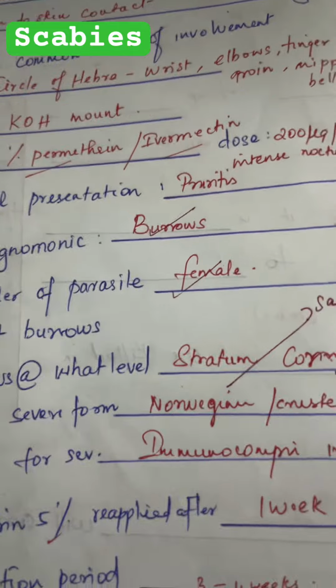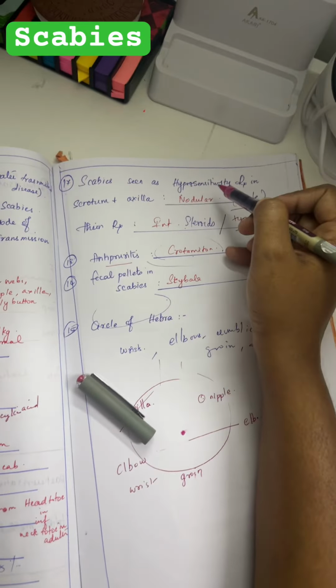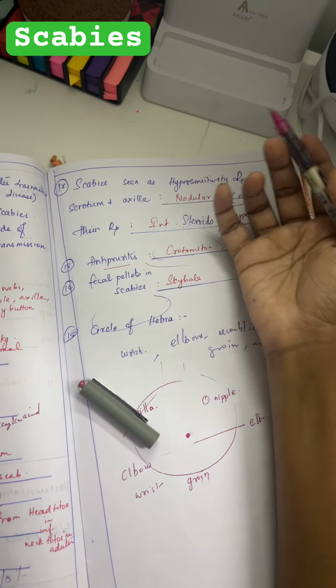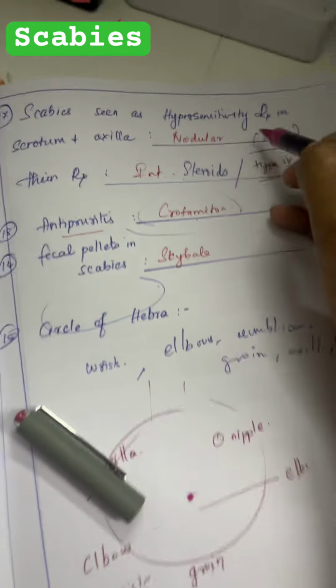So facial scabies is seen in adult or infant? Facial scabies is seen in infant scabies. And scabies which is seen as a hypersensitivity reaction to the scabies mite is nodular scabies. So it is a type 4 hypersensitivity reaction.